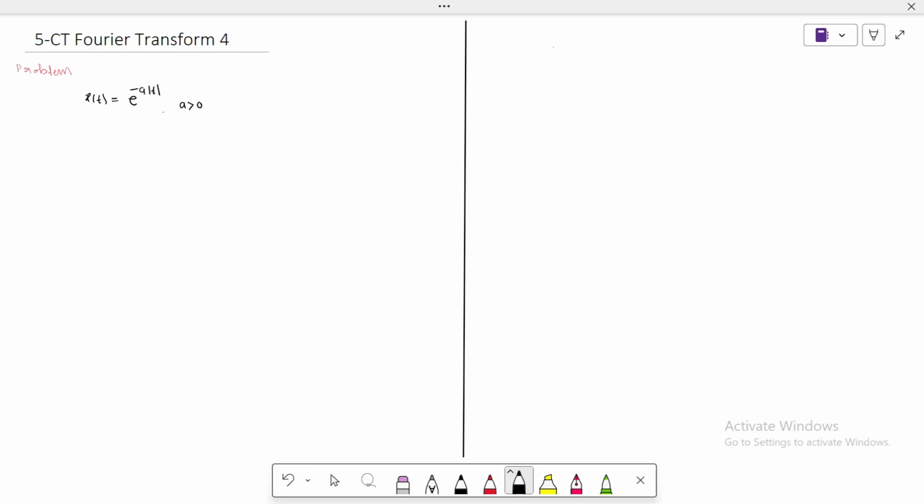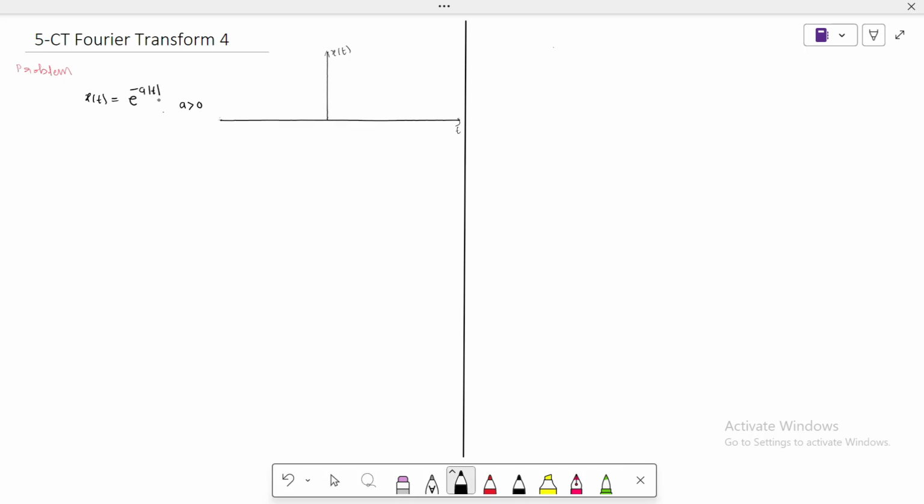First of all, we should know that in signals and systems, for any function, you should learn how to draw the waveform, the signal in the graph. So this is x of t versus t.